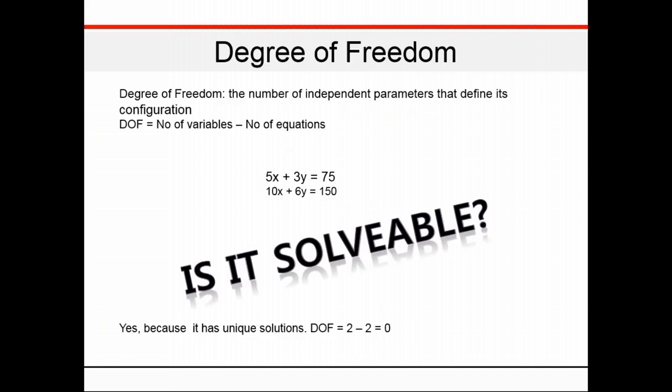Now, degree of freedom. I mentioned something about degree of freedom. What do we mean by degree of freedom? The degree of freedom is the number of independent parameters that define a configuration. It's not rocket science. When we talk about parameters as unknown variables, the number of variables minus the number of equations gives us the degree of freedom. You can think of it like a simultaneous equation. Once you have that, you are dealing with a degree of freedom.